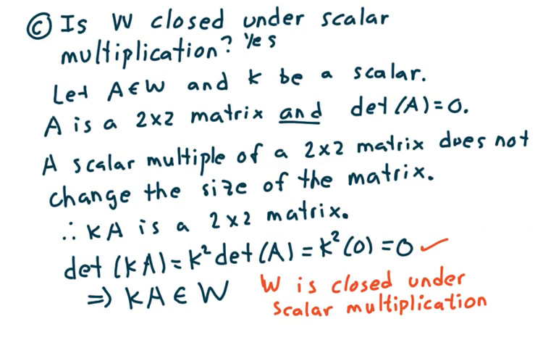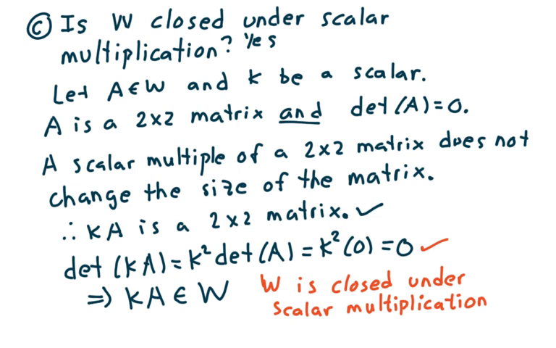Part C, is W closed under scalar multiplication? The answer is yes. Now, let A belong to W and let K be a scalar. A is a 2 by 2 matrix, and the determinant of A is 0. Now, a scalar multiple of a 2 by 2 matrix does not change the size of the matrix. It doesn't change the dimension. So it turns out that KA is also a 2 by 2 matrix.